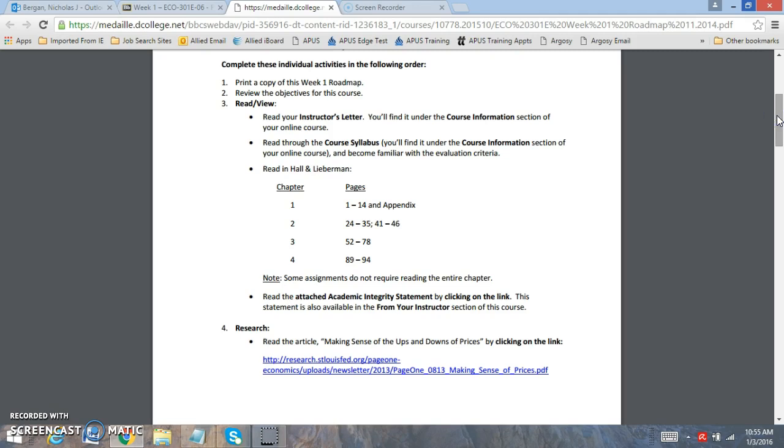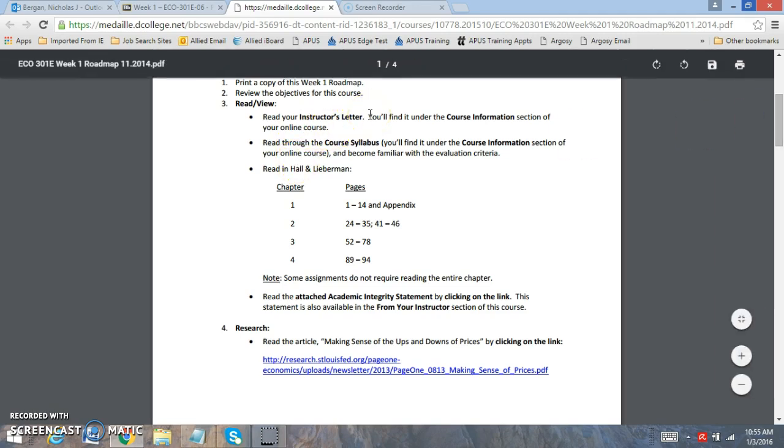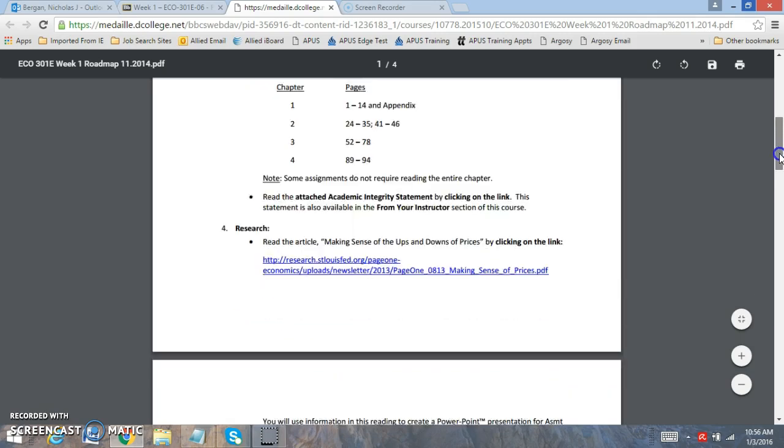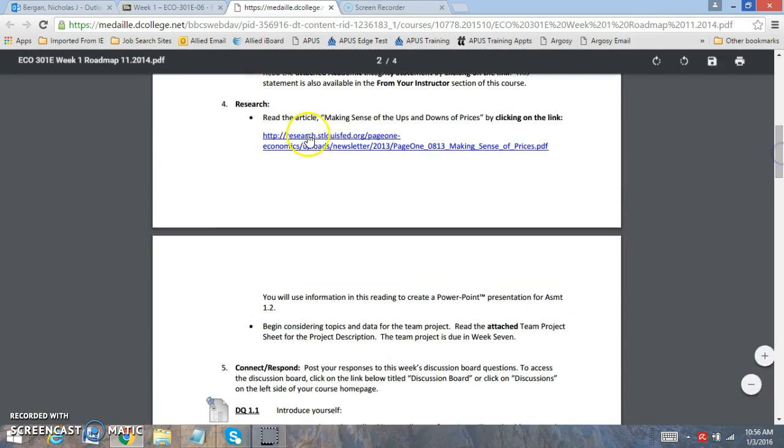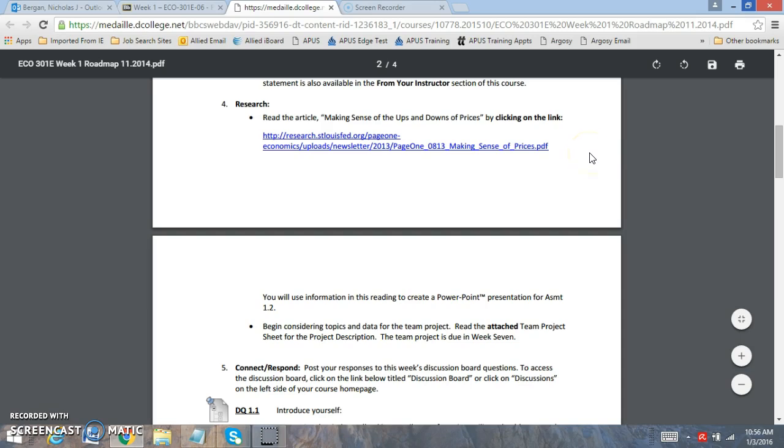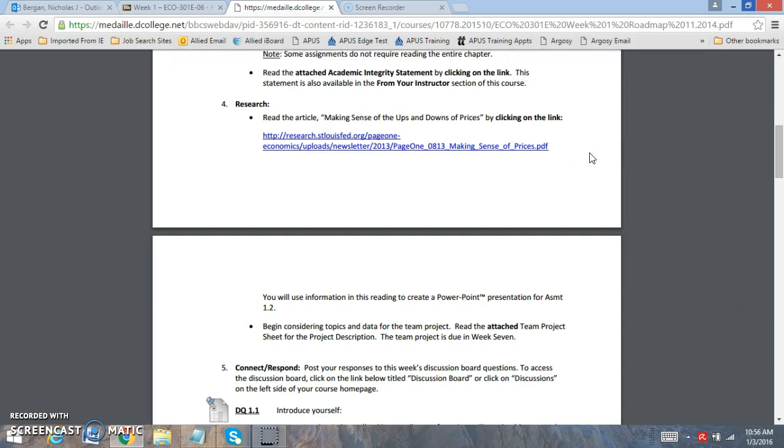you're going to want to read my instructor's letter, go through the course syllabus, then you're going to read chapters 1, 2, 3, and 4 and these specific pages in those chapters. I would like you to read Making Sense of the Ups and Downs of Prices. That's going to be looking at the supply and demand aspect of our economy. You'll notice that prices are very flexible, and supply and demand is a very key concept when we look at the flexibility of prices.